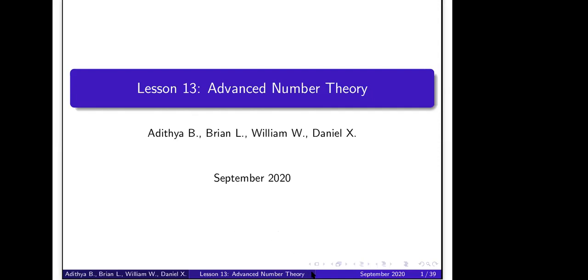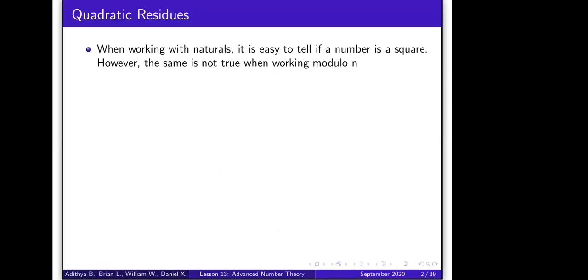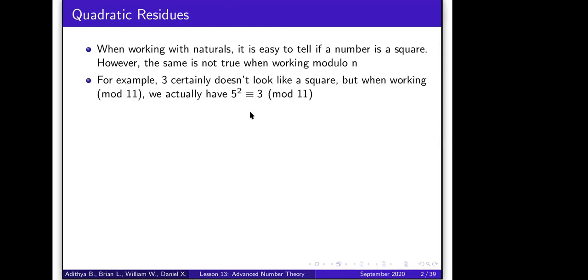So the first thing we're going to do is quadratic residues. Some of you may not know what quadratic residues are. To motivate them, first note that when we're working with natural numbers, it's really easy to tell if a number is a square. Just check if it's a perfect square. But the same is not true when we're working mod n. For example, 3 is obviously not a square, but when we take it mod 11, 3 is actually 5 squared. So now 3 is a square mod 11.